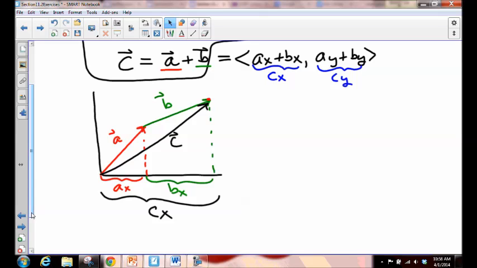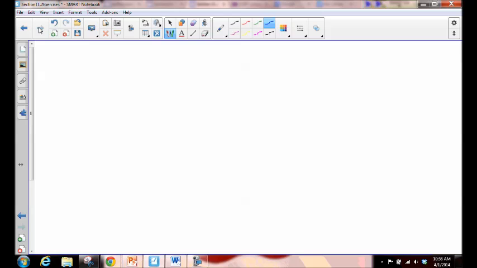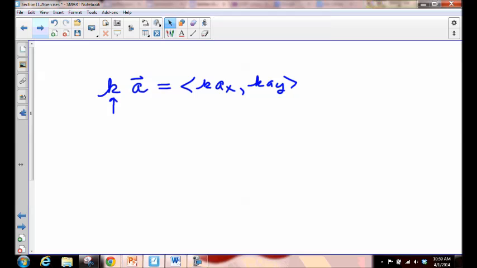Now, finally, we want to talk about multiplying by a scalar. So for instance, if I was going to take some scalar k, and remember a scalar just has an amount, it doesn't have a direction, and I wanted to multiply it by my vector A, I have to remember that I have to multiply k by each component of A. So this would really give me k times my x component, comma k times my y component.